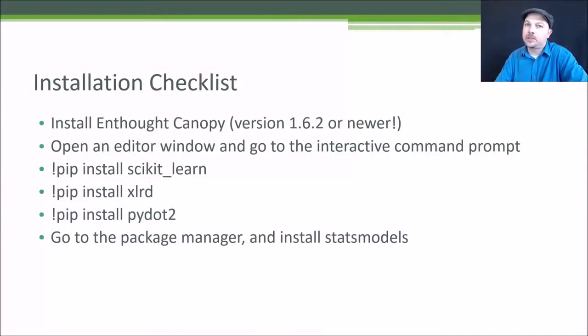So if you're a power user, here's kind of a cheat sheet of what you need to install in order to run the examples in this course. First thing you're going to need is a Python development environment, and you want to get the latest version of Enthought Canopy if you're new to this and you don't have one already. Version 1.6.2 or newer. So if you have an older version, you will need to update because they changed the version of IPython notebook files with that version of Canopy.